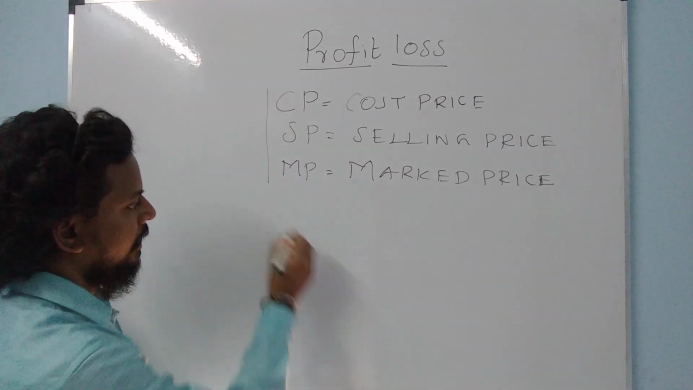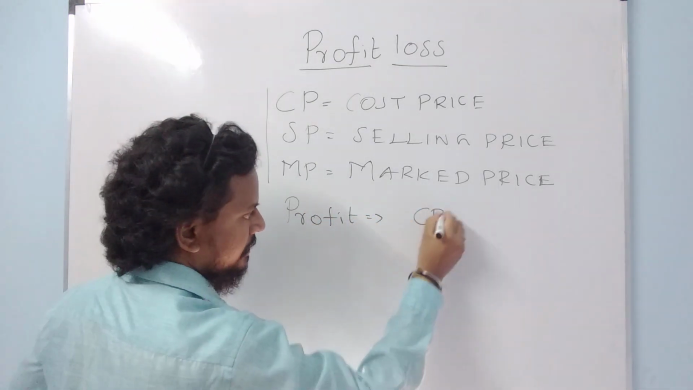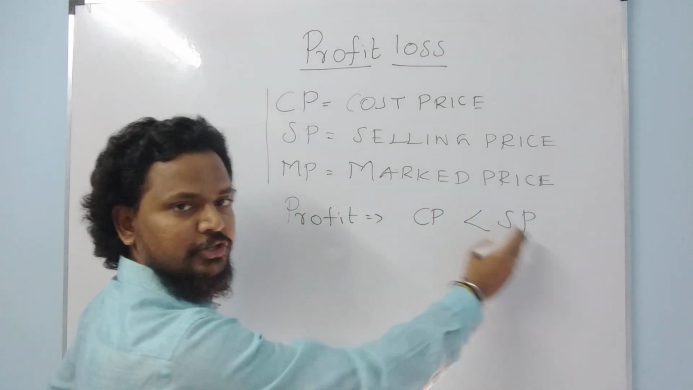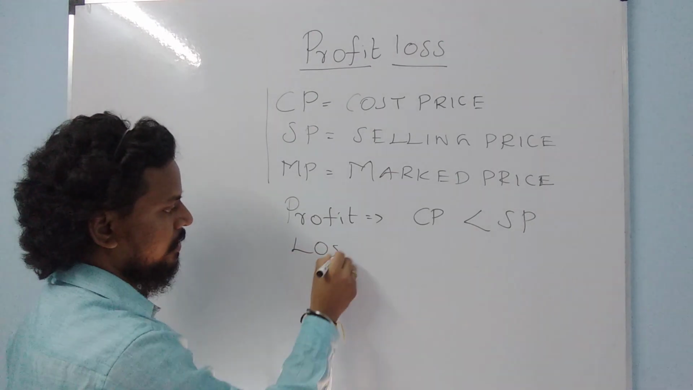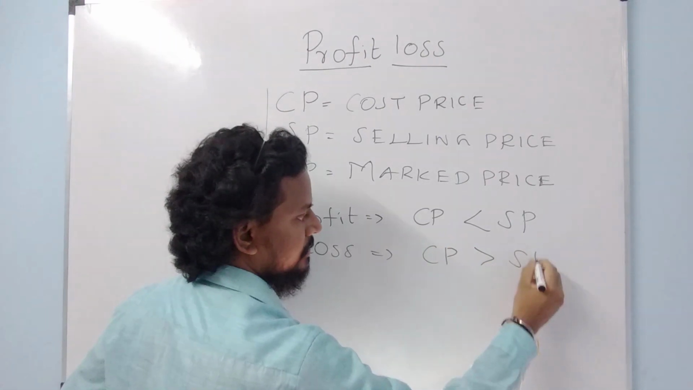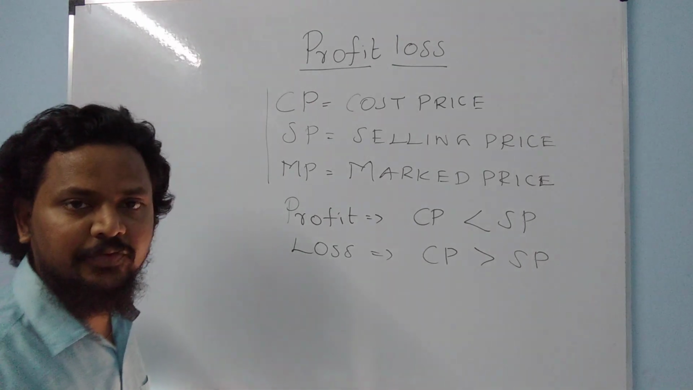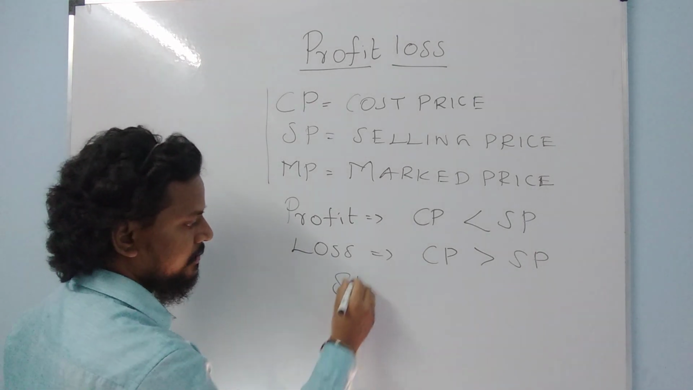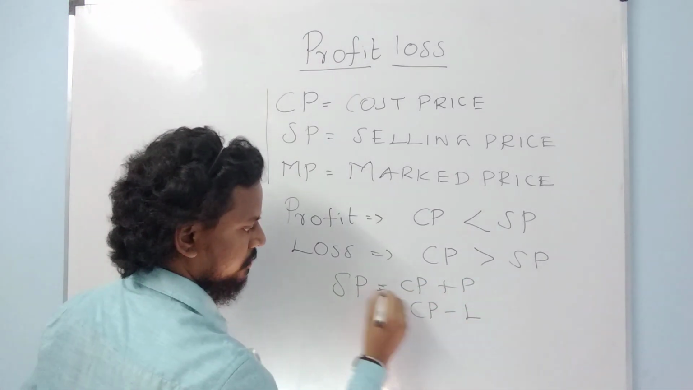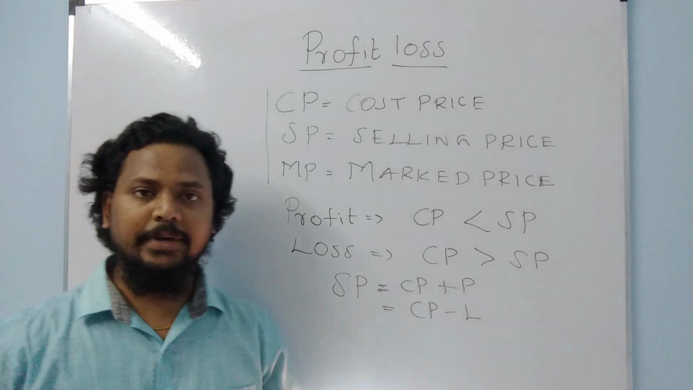Next, the formulas. We say it is a profit only if my investment is less than my earning, or my earning is more than my investment. That is, selling price should be more than cost price. Loss is exactly the opposite. That is, when my investment is more but my earning is less. My cost price is more, my SP is less, then it is a loss. So the basic equation is: selling price is equal to cost price plus profit, or cost price minus loss.